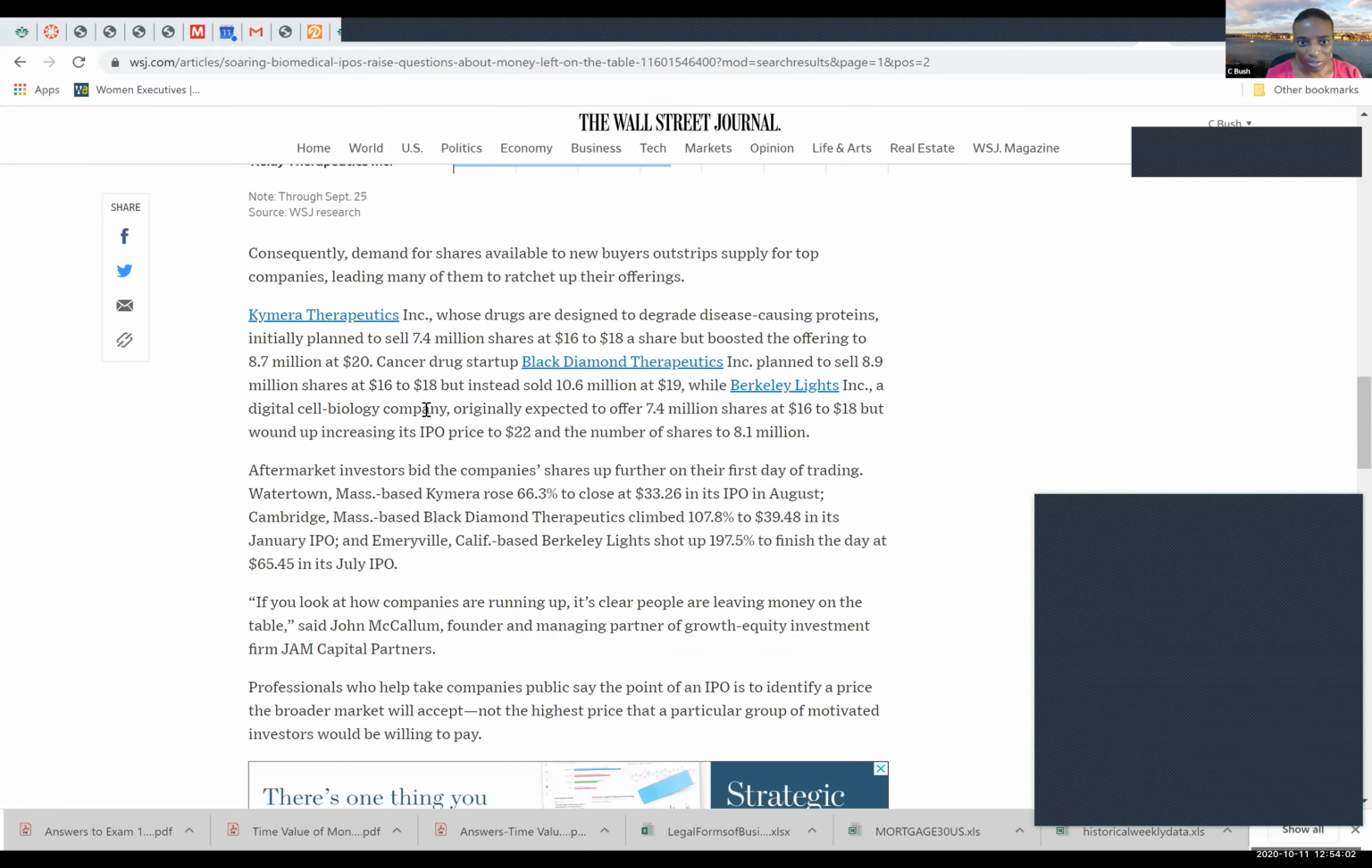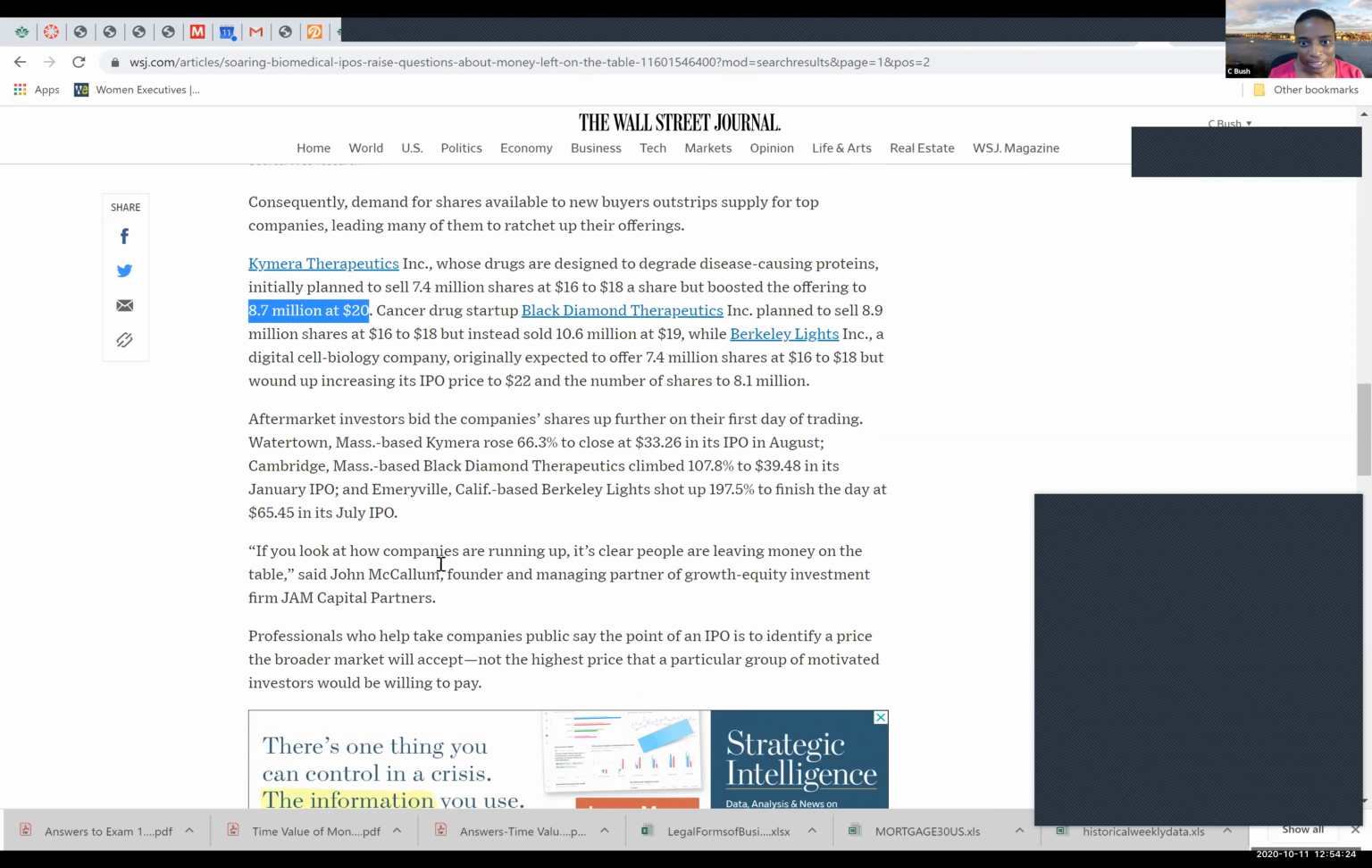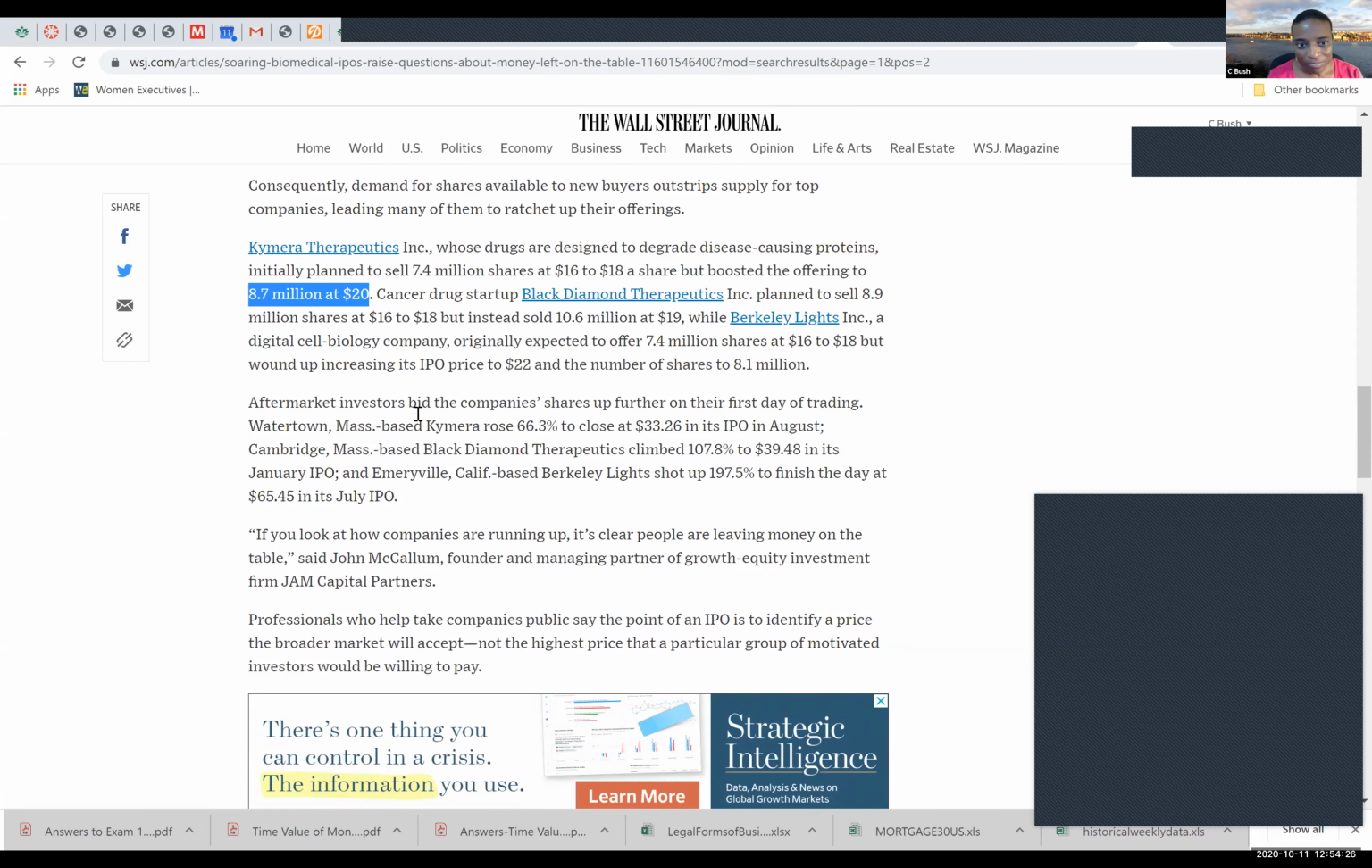So in this article, here's an example. This company, Chimera Therapeutics, it talks about their IPO. And it says they sold 8.7 million shares at $20. So in my exam, I might put this sentence: and they boosted the offering to 8.7 million at $20. And then my second sentence might be, the shares rose to $33.26 after the first hour of trading, something like that.